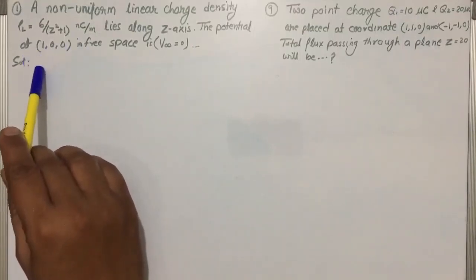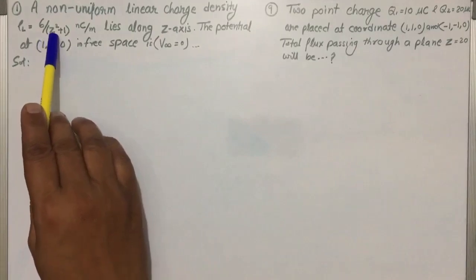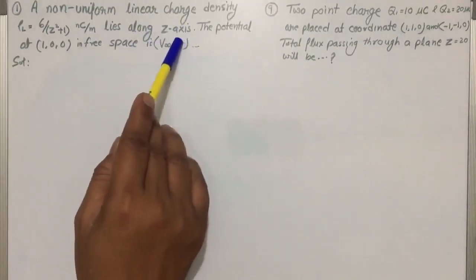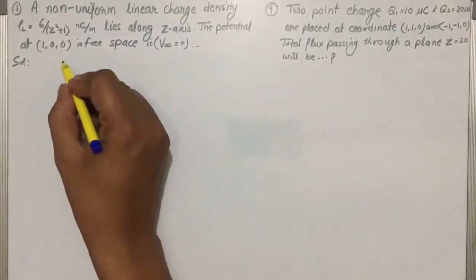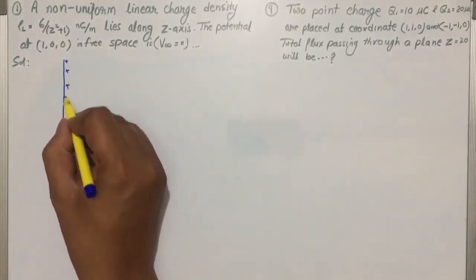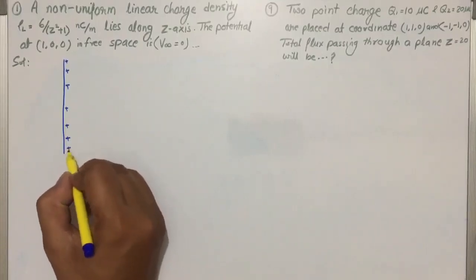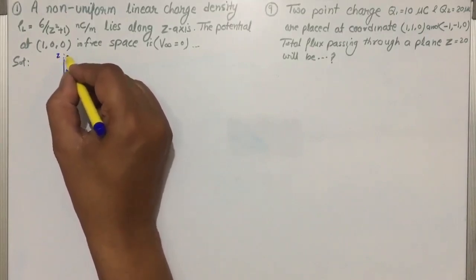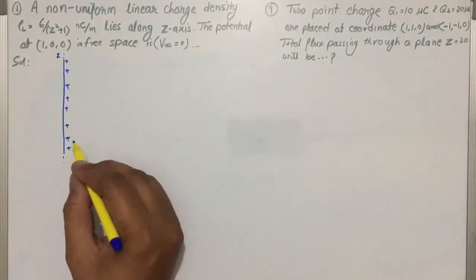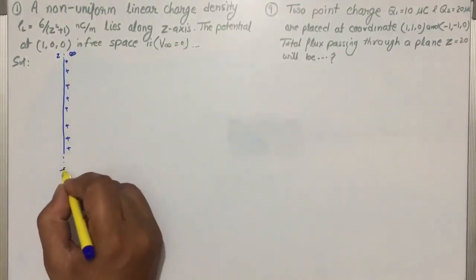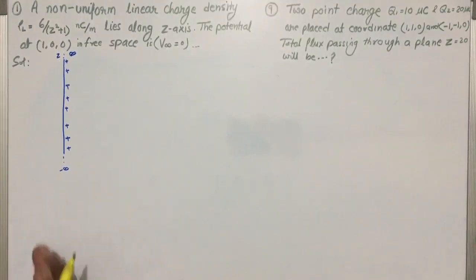So two pieces of data are given to us. The charge distribution varies, and it is along the z axis. According to the problem, this is the line charge distribution, in the z direction, extending from minus infinity to infinity. Along the z axis the charge distribution is there.